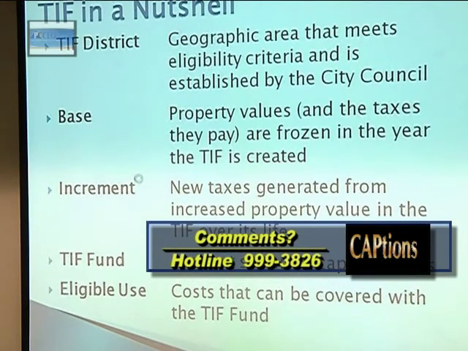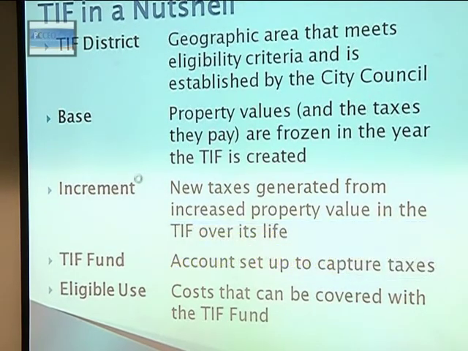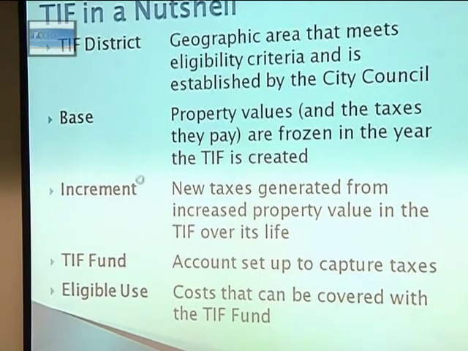The base is the total amount of property taxes or property value in the area at the time the TIF was established. And then the increment is the increase in that value over the life of the TIF. So in this case, we're going on the 33rd year of property tax increase. So the property tax value of the homes and property in a TIF are frozen. In this case, in 1978, were frozen.